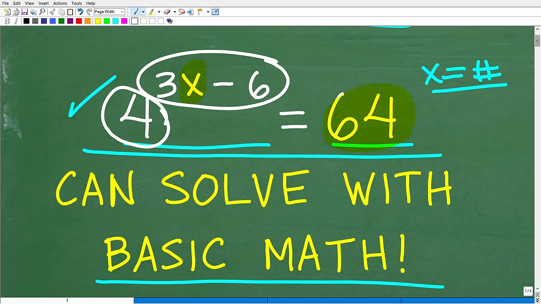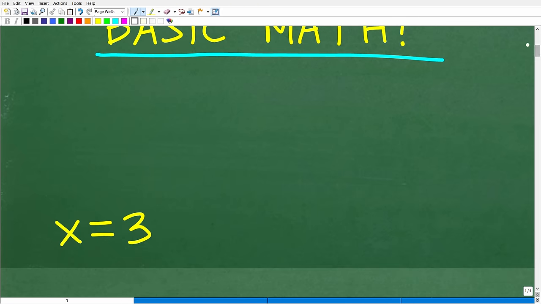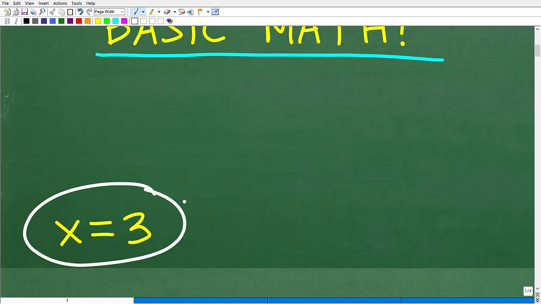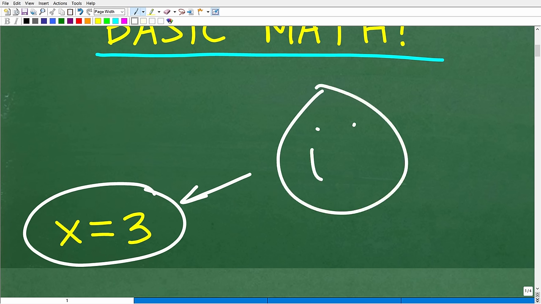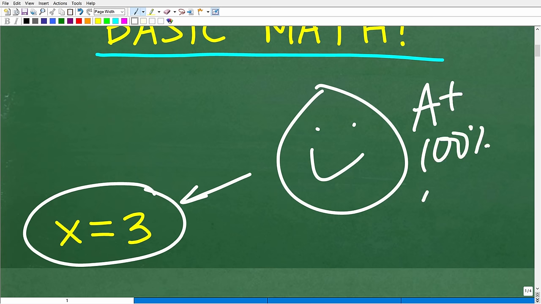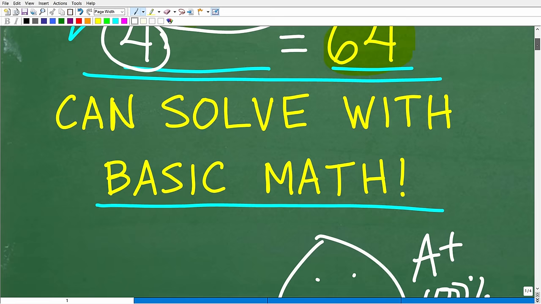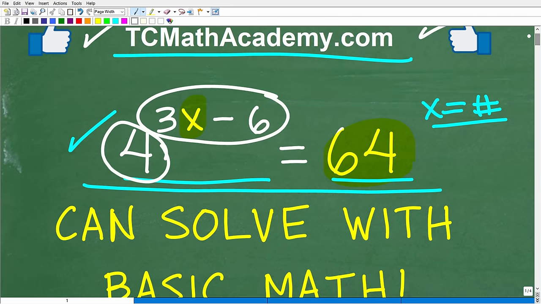All right, so let's take a look at the answer. The correct answer, x is equal to 3. All right, now how did you do? Well, if you figured this out, I definitely have to give you a nice little happy face and an A plus, a 100%, and multiple stars, so you can tell your friends and family that indeed you know how to solve basic exponential equations. And that's what we have right here.